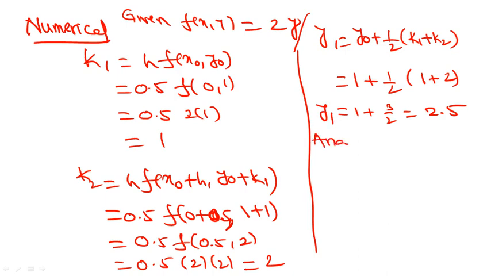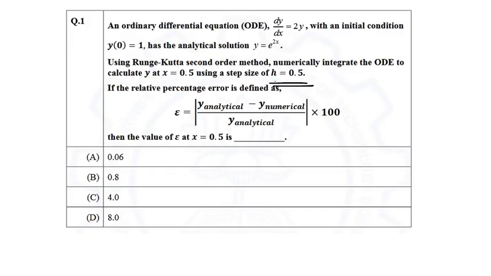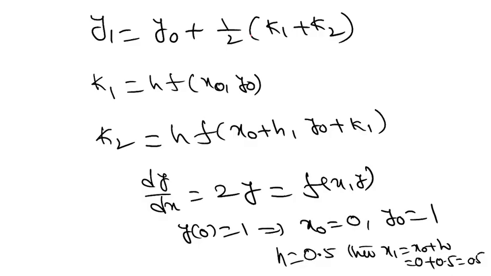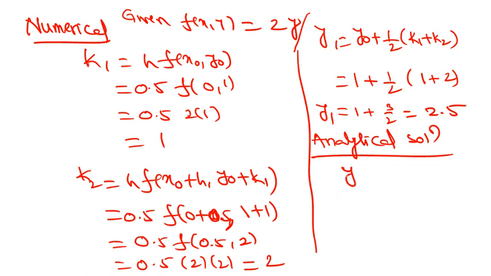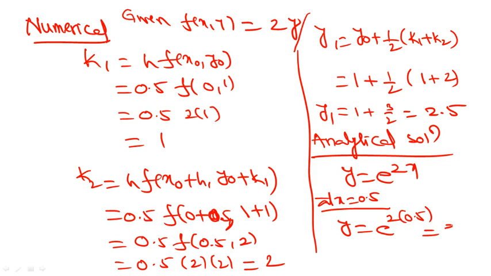We go for the analytical solution. The analytical solution is already given as y equal to e power 2x. At x equal to 0.5, y is e power 2 into 0.5, that is e power 1, that will be 2.72. That is the analytical solution.